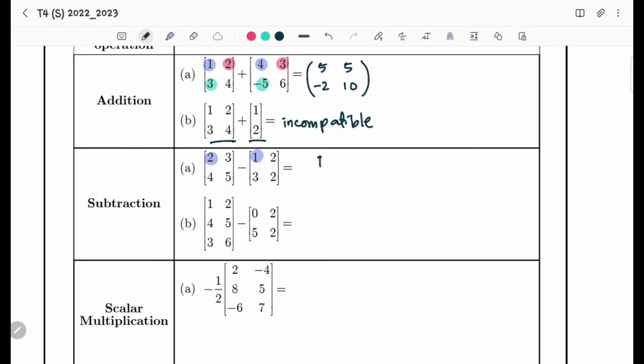You get 1. And then 3 minus 2, you get 1. And then 4 minus 3, you get 1. Lastly, 5 minus 2, you get 3. Okay. So for B, you have a 3 by 2 matrix here, and this one is a 2 by 2 matrix. So they are not of the same order, so you cannot subtract one from the other. Okay, so this is incompatible as well.